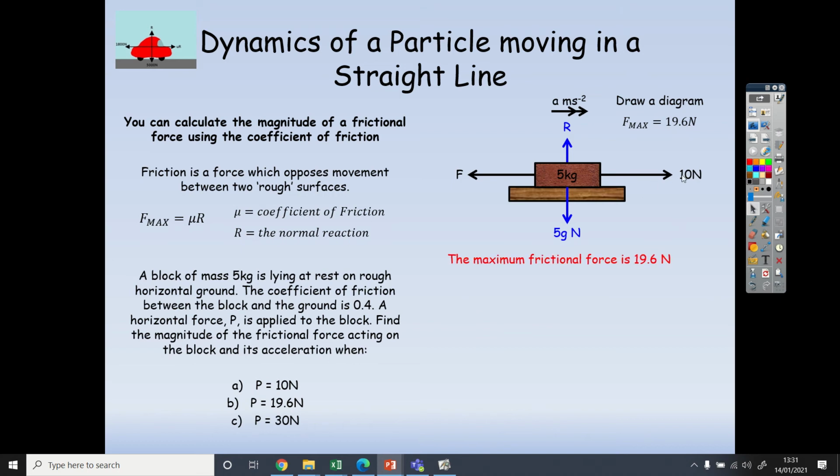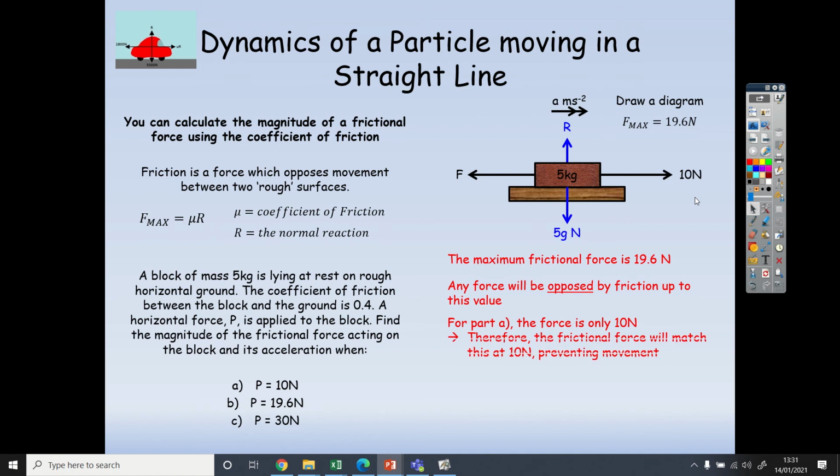If my force is therefore 10, this is for part A, that means that friction is going to equally oppose it in the other direction. It's going to be 10 as well. And that also means that there's no acceleration, because friction is overcoming this force in that direction. So a will be 0.